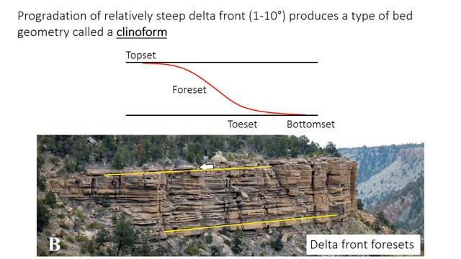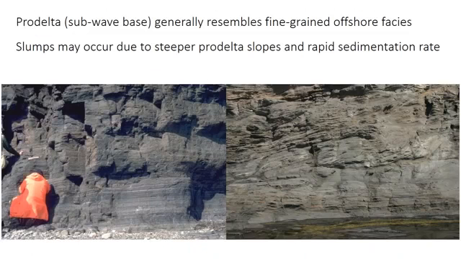So we'll talk about the delta environments in order from deepest to shallowest, starting with the prodelta, the deepest part of the delta. It's below wave base, and because it's far away from the sediment source and the energy source, it's characterized by quite fine-grained facies. In fact, the prodelta will often resemble regular offshore facies that you've seen before in terms of regular coastal shelf environments. The main difference is that in a prodelta, you might find slumps.